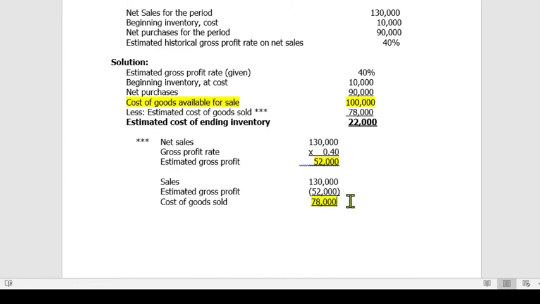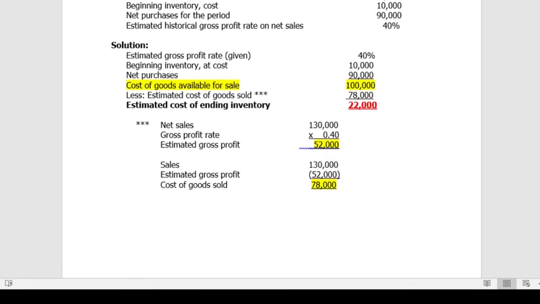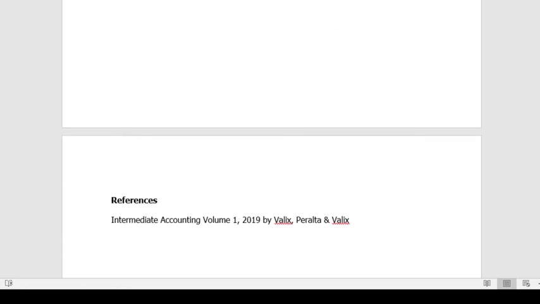So if your cost of goods sold is 78,000, place it here and compare it to the cost of goods available for sale. Therefore, the estimated cost of ending inventory is 22,000. Okay, so that is how you identify it under the gross profit method.